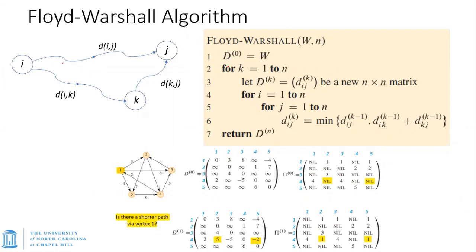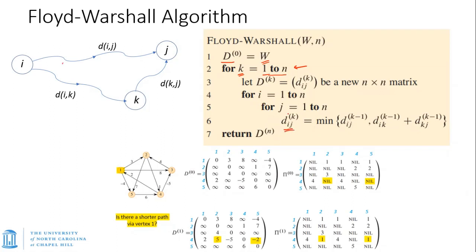We started off by making the initial estimates equal to the initial adjacency matrix, the adjacency weights. And then we said we're going to go from k equal to 1 through n. This is where we're saying we're going to try out all the other vertices, try to go through k, where k is some intermediate vertex, and we'll see whether we can improve the estimates.